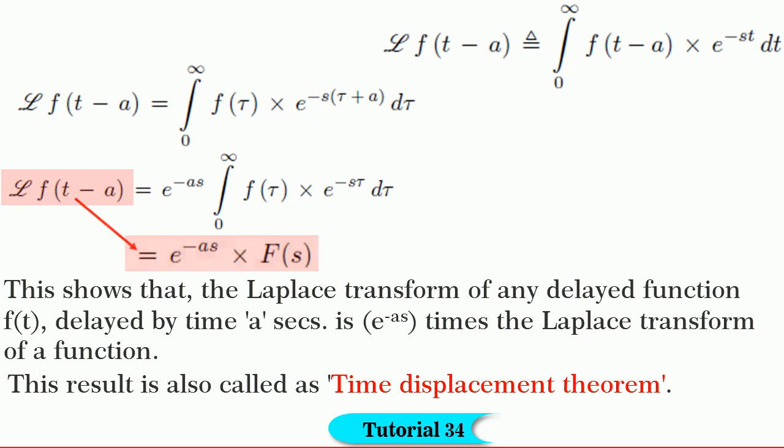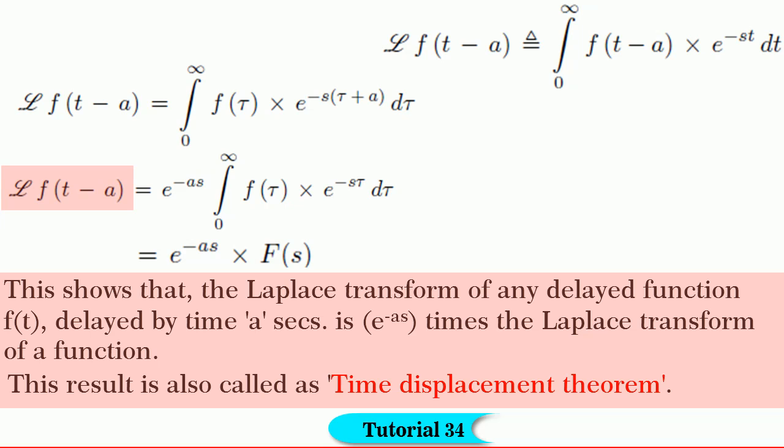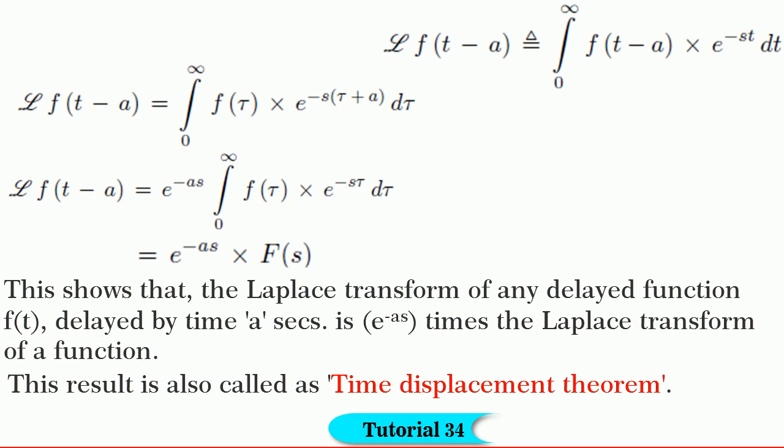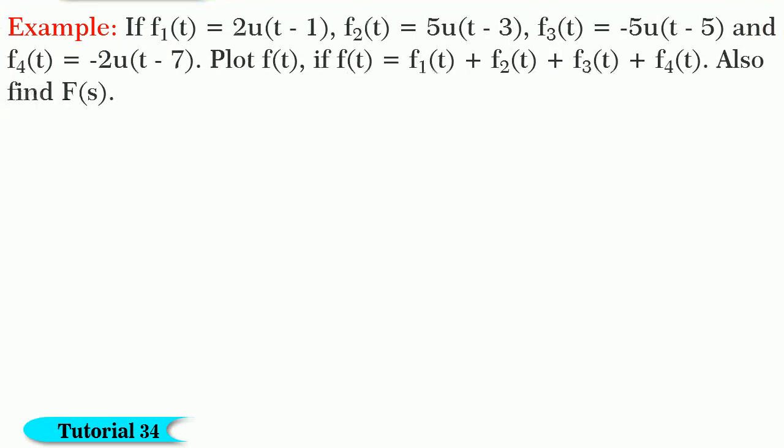This shows that the Laplace transform of any delayed function f of t, delayed by time a seconds, is e to the power of minus as times the Laplace transform of the function. Friends, to emphasize the concept we have learnt, let us solve two examples. In the first example, four functions of time are given.